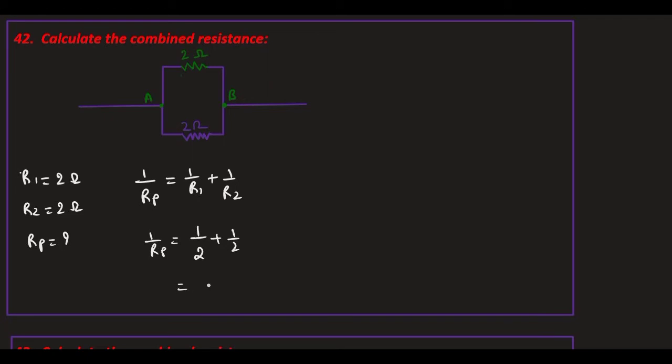What is the LCM here? LCM is 2, and here I need to multiply with 1, and here also I need to multiply with 1. I'll get 1 by Rp is equal to 1 plus 1 by 2. Therefore 1 by Rp is equal to 2 by 2. Here the 2s cancel, and we get 1 by Rp is equal to 1. If I reciprocate it, I will get 1 ohm as the combined resistance of the given circuit.